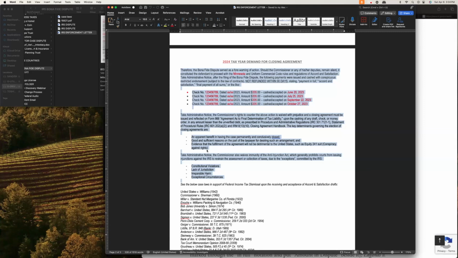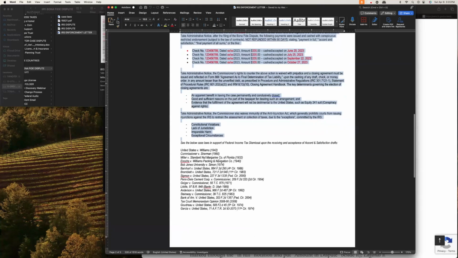And we're saying take administrative notice that the commissioner also waives immunity of the Anti-Injunction Act, which generally prohibits courts from issuing injunctions against the IRS to restrain the assessment or collection of taxes, due to the exceptions committed by the IRS. For what reasons? Constitutional violations, lack of jurisdiction, irreparable harm, exceptional circumstances. All of these case laws down here support what you are seeking to do in your case.